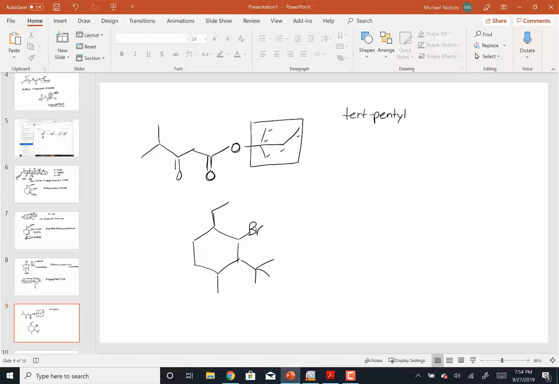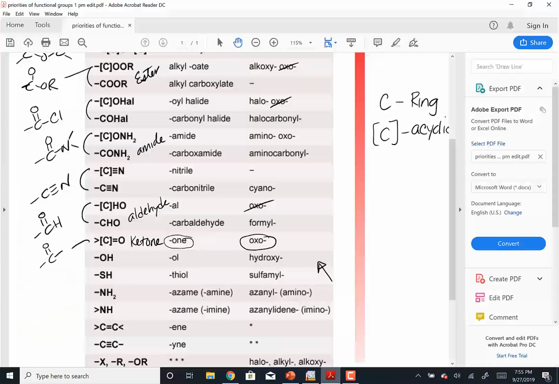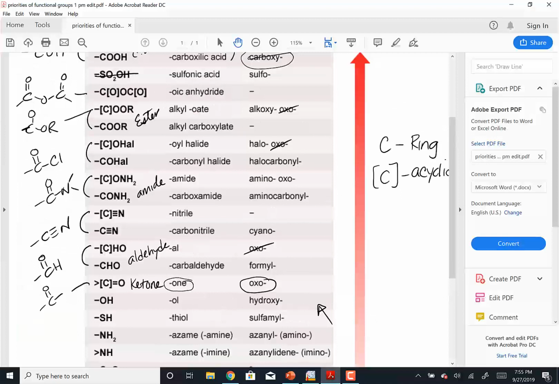Is it a straight chain? No. Does it have an iso group? No. Iso groups being CH3, CH, CH3. So now we look at the attachment point here. What kind of attachment point is that? That has 1, 2, 3 other carbons attached to it. That makes it tertiary. So we've got a tertiary pentyl group. Now I'm going to use this as my parent chain. And if I look at my chart up here, it says that esters are named as alkyl oates. So alkyl, then the parent name with the suffix of -oate.